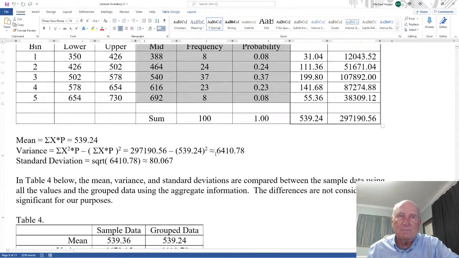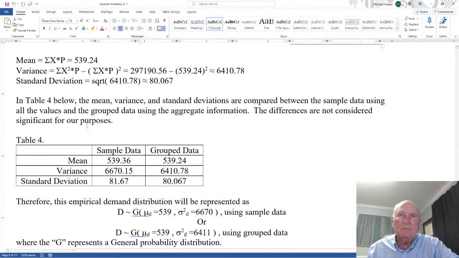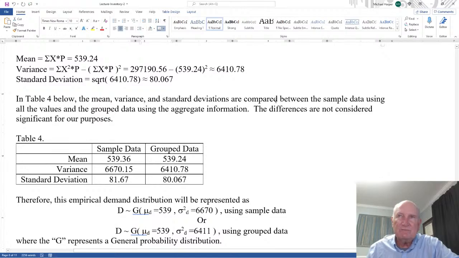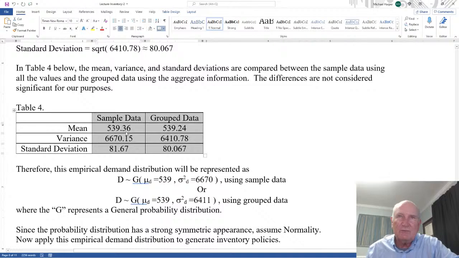In Table 4 below, the mean, variance and standard deviations are compared between the sample data using all the values and the group data using the aggregated information, or the histogram. The differences are not considered significant for our purposes. In other words, the difference between 539.36 and 539.24, I would say that difference is not significant. It's not important. They're essentially the same numbers.